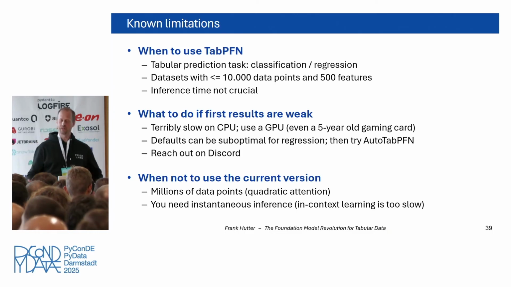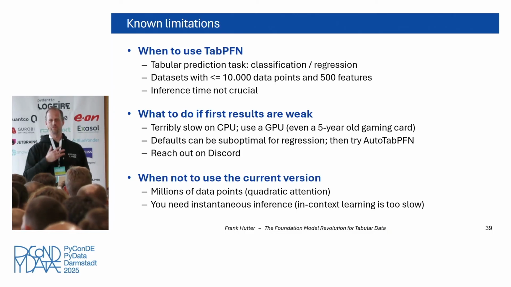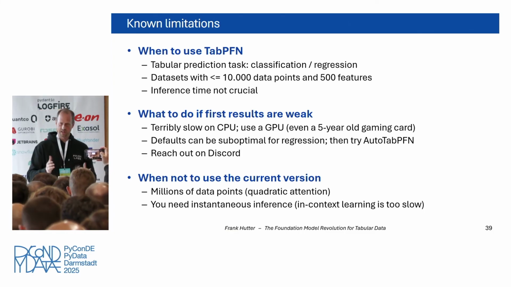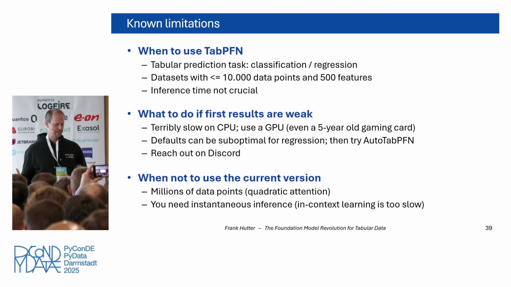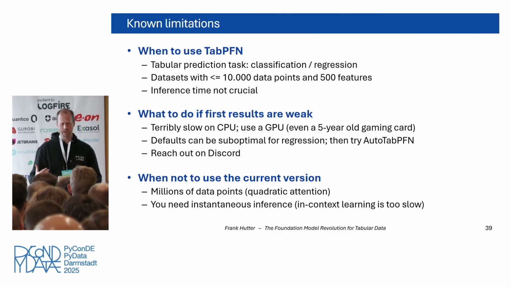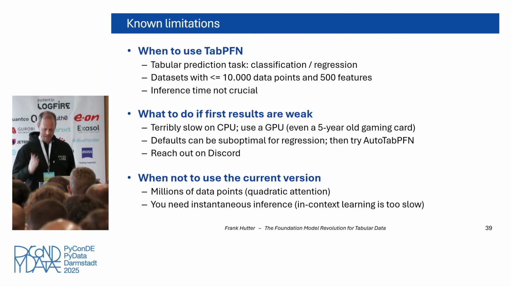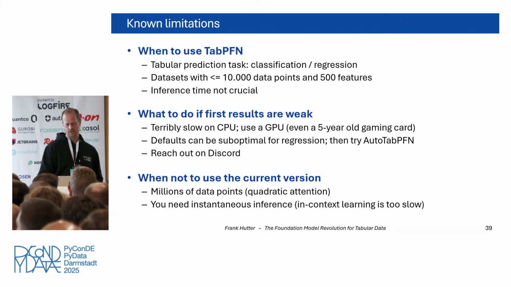When to not use it, when you shouldn't expect that it will work. If you have millions of data points, it's not going to work as well because attention is quadratic, and we're using standard attention so far. And if you need instantaneous inference, then in-context learning is just too slow. We do some KV caching, which makes it like 300 times faster, but it's still not quite as fast as just trickling down a random forest.